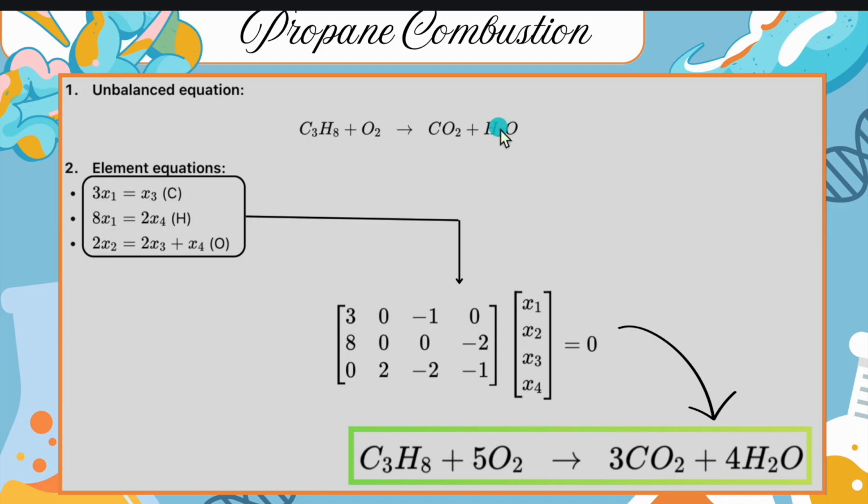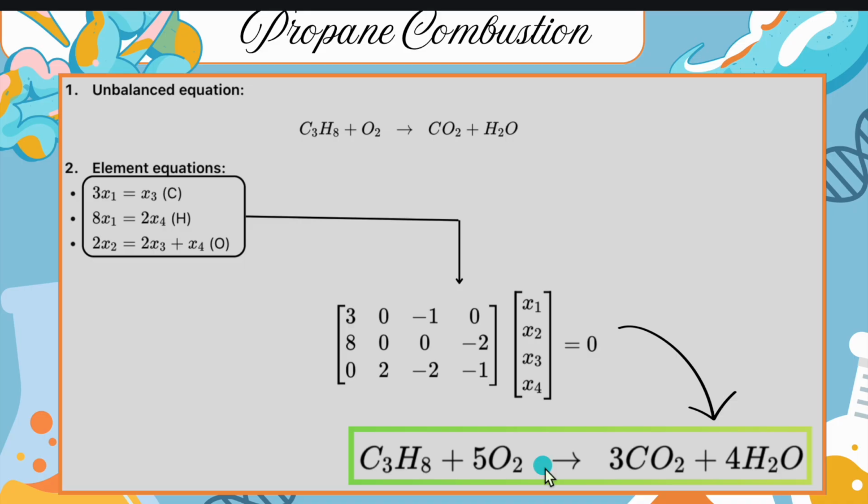And this equation will form a matrix system as we can see here, and you can see we have 3, 0, minus 1; 8, 0, minus 2; and 0, 2, minus 2 and minus 1 here. So the matrix is according to the system of equations here, and if we solve it, we will find the following ratio.